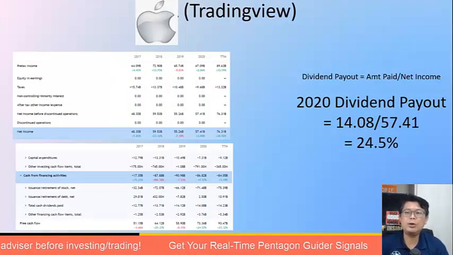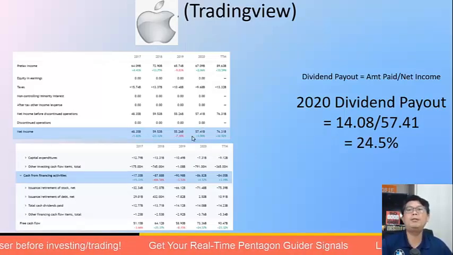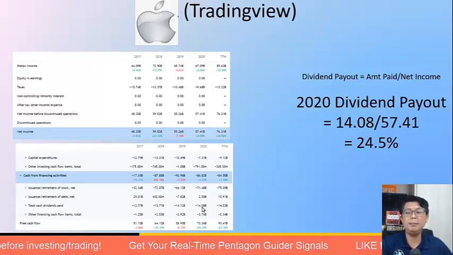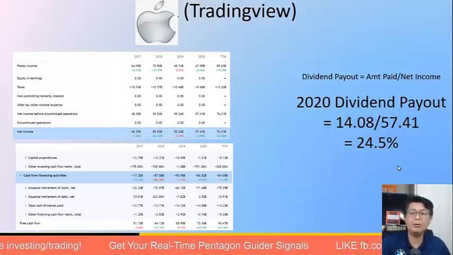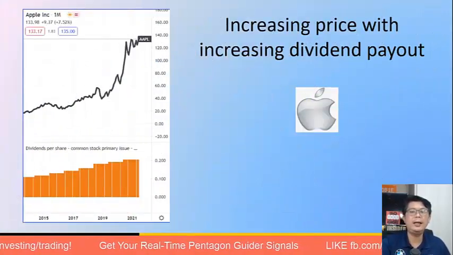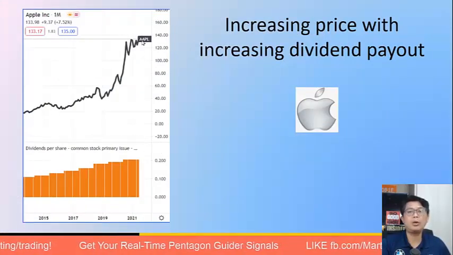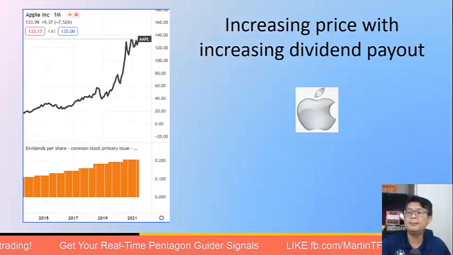Dividend payout, being a technology stock, you can see here, it has net profit of 57 billion and 14 billion being paid out as dividend, giving it a 24.5% payout, which is still satisfactory. And you can see the dividend continues to increase and the stock price continues to increase. Of course, the stock price increases more than anything.